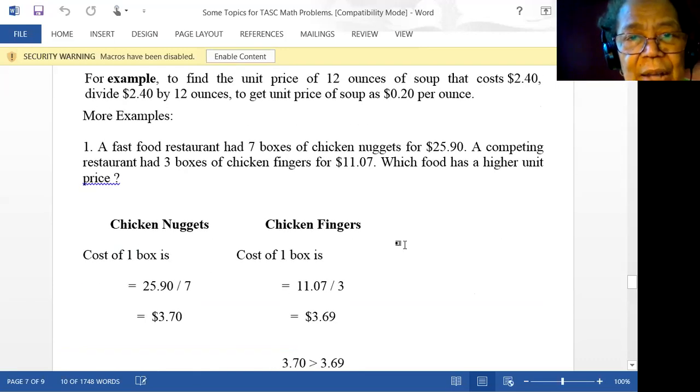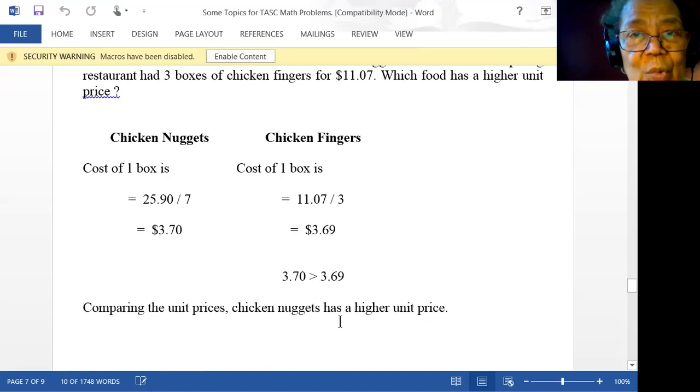Fast food restaurant. 7 boxes of chicken nuggets for $25.90. 3 boxes of chicken fingers for $11.07. Now, to get the unit price, you divide the cost of the 7 boxes by 7. For the chicken nuggets, that gives you $3.70 for 1 box. For the chicken fingers, you were given $11.07 for 3 boxes. So divide the $11.07 by 3, and you get $3.69.